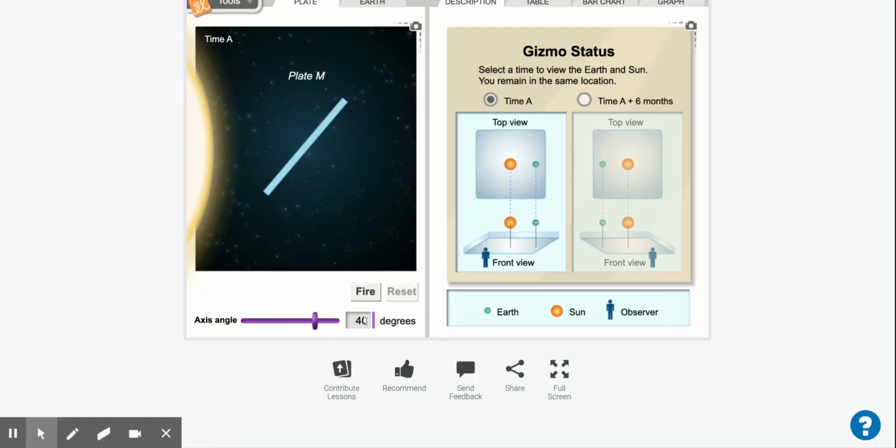Well, now I know that. That was harder before. I can type the number in. So after -80, you're going to do -60. And then hit fire. Then reset.